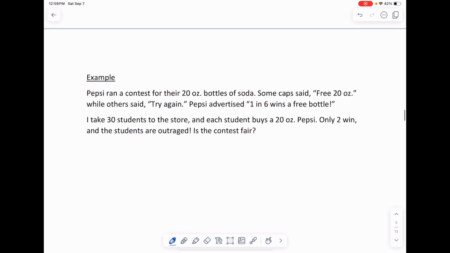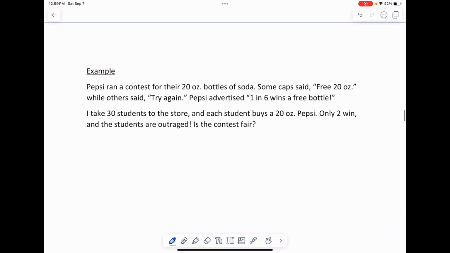Okay. So Pepsi ran a contest for their 20-ounce bottles of soda. Some caps said free 20-ounce, while others said try again. Pepsi advertised 1 in 6 wins a free bottle. So I decide to take my statistics class to the store to see if this is actually true. Is 1 in 6 bottles really going to win?